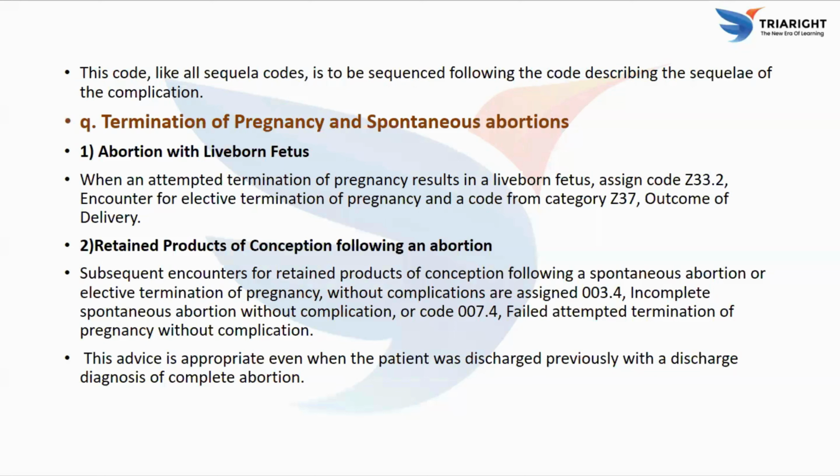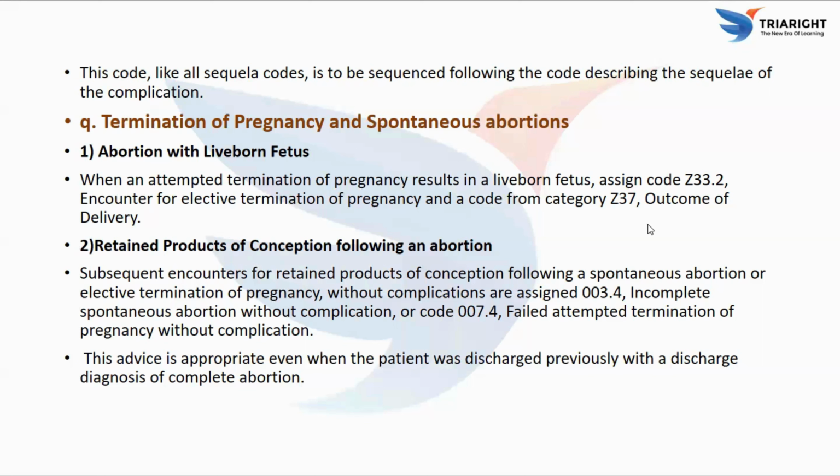So sometimes a woman goes for an elective termination of pregnancy, but the fetus is born alive instead of the pregnancy ending as planned. So in this case, we must use special codes. So what are the codes to assign? Z33.2 code. This means encounter for the elective termination of pregnancy. So this is used because the woman came for a planned abortion.